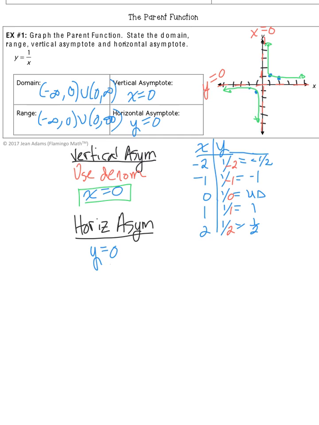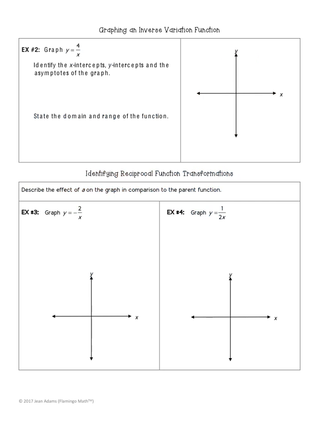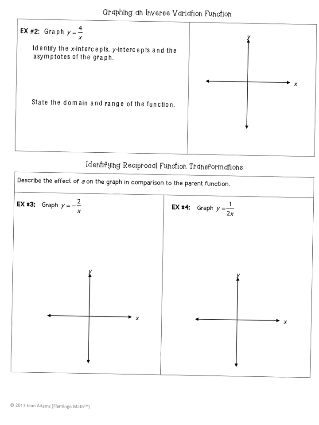All right, so we have done everything that it's asked. We graphed the parent function, stated the domain, range, and vertical and horizontal asymptotes. Perfect. All right, so let's look at example 2.